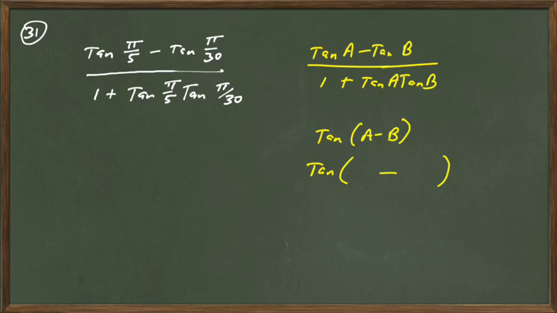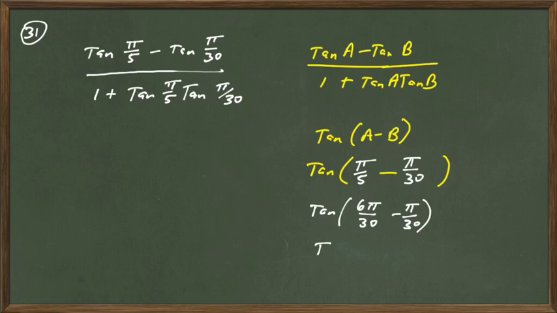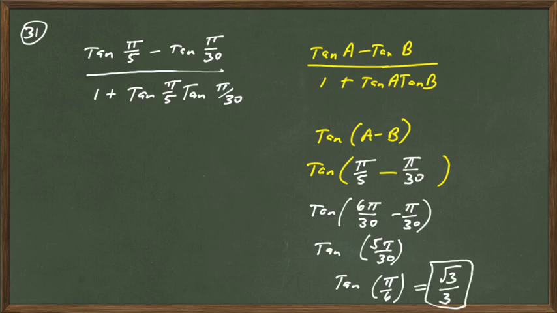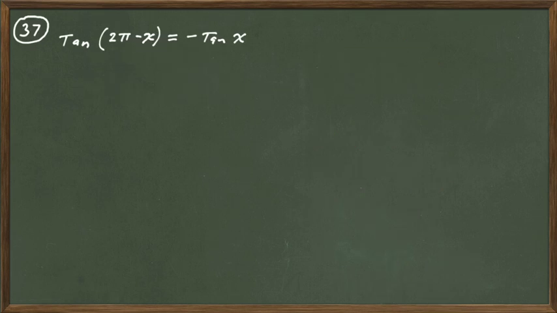What's A? Minus, what's B? What's a common denominator? 30. So I'd have tangent of, would that be 6/30 minus 1/30 leaves you what? 5/30, which is what? 1/6. And the tangent of pi over 6, I think we know pretty well if we paid attention earlier, is radical 3 over 3. And after 31, we may try 37.